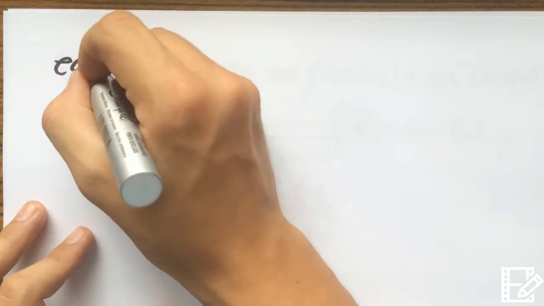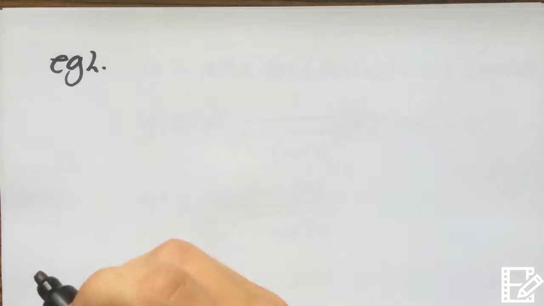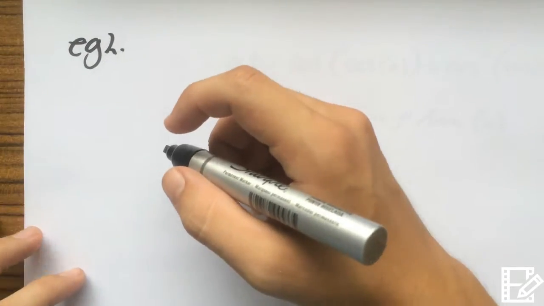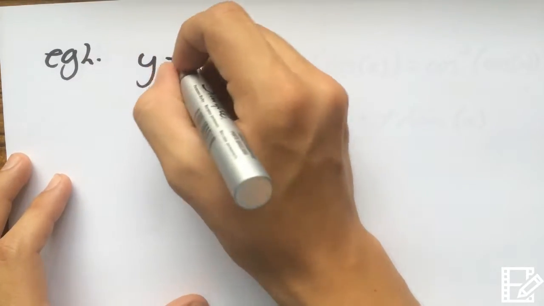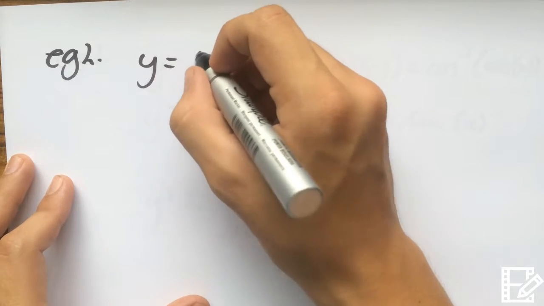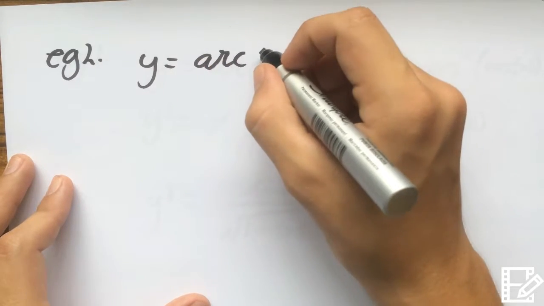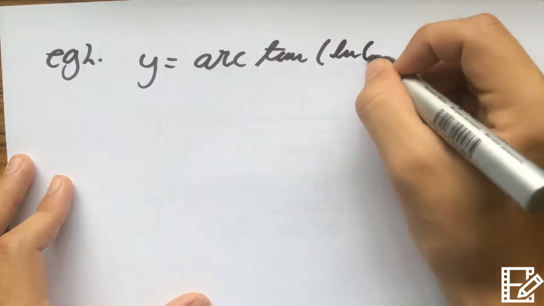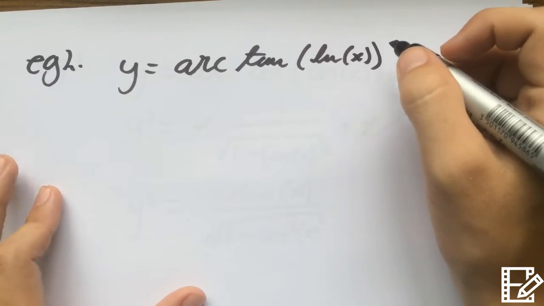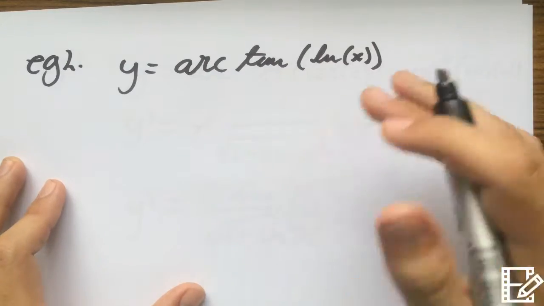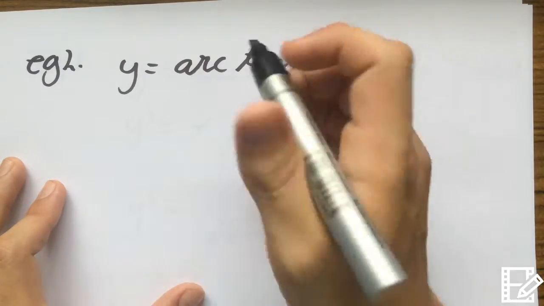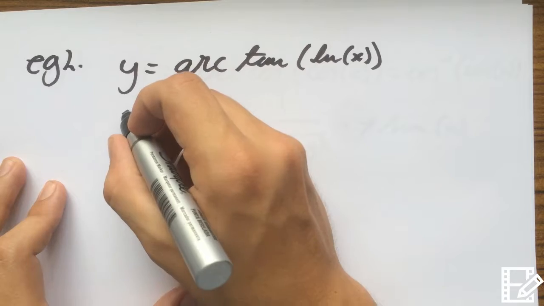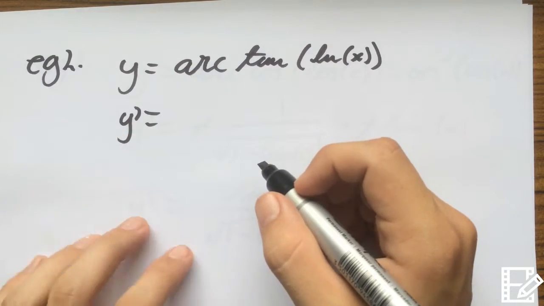Now for our second example, we have y equals arc tan ln of x. Like I said before, it's the same as tan to the power of -1. I'm not going to rewrite that, but now we're going to go straight to finding the derivative.